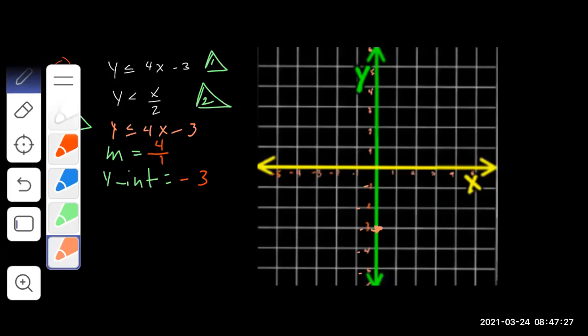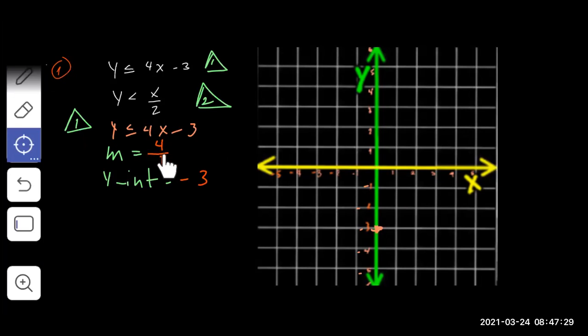And then I need to move according to my slope, which is positive 4. This means 4 units up, guys. From this point, 1, 2, 3, 4. And how many units in x? The denominator. 1, right? Okay, I'm going to move 1 unit to the right. I'm going to get my second point.